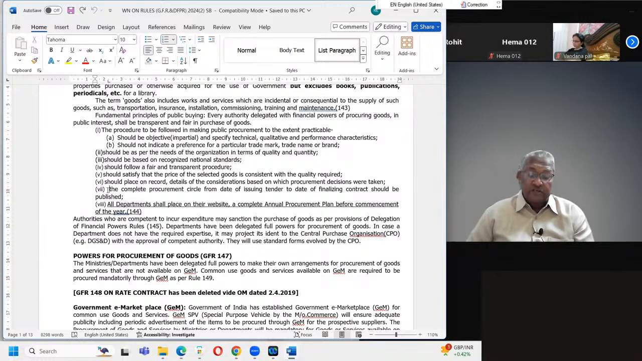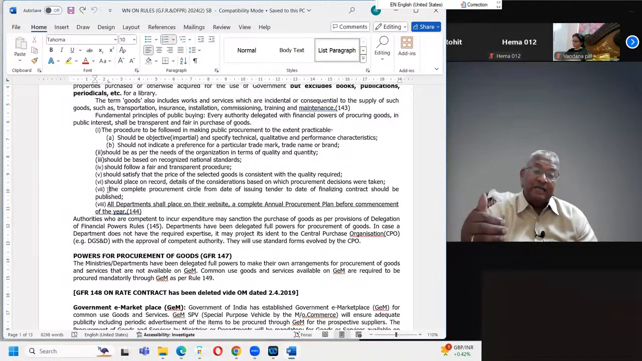Authorities who are competent to incur expenditure may sanction the purchase of goods as per provisions of delegation of financial powers rules. जिसके पास procurement की power है, that officer, that authority will issue sanctions for the purchase as per delegation of financial powers rules, DFPR. Departments have been delegated full powers for procurement of goods. Department को complete power दिया गया है, but it is not open, that is, it is not without restriction. Unfettered power नहीं है.